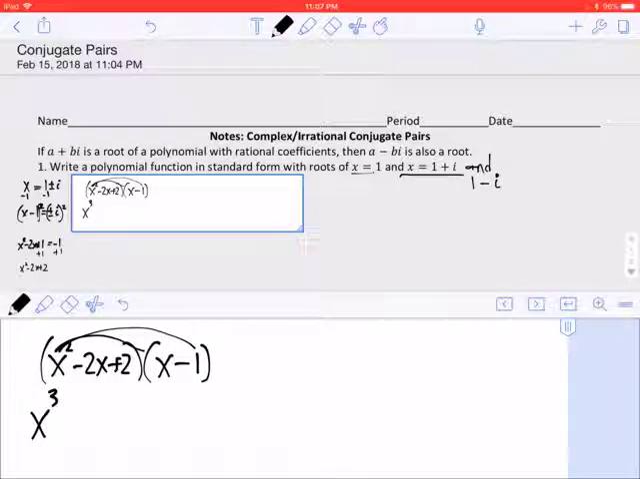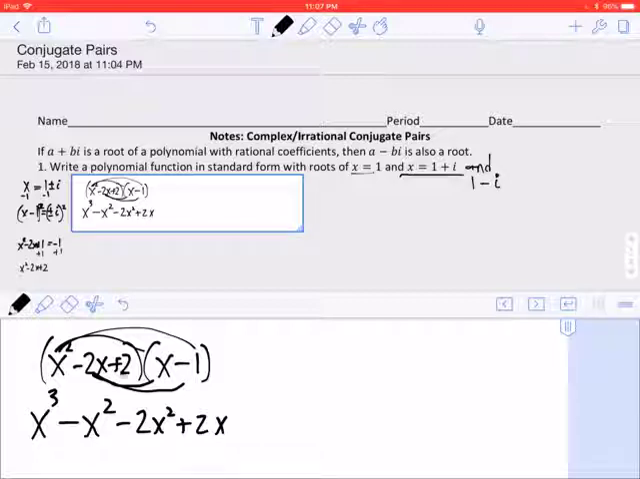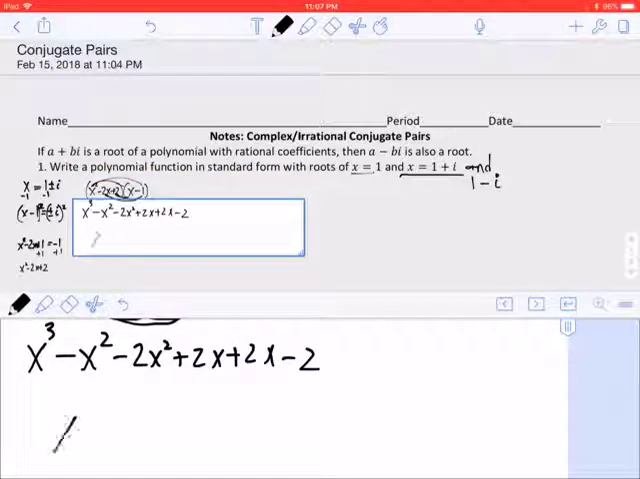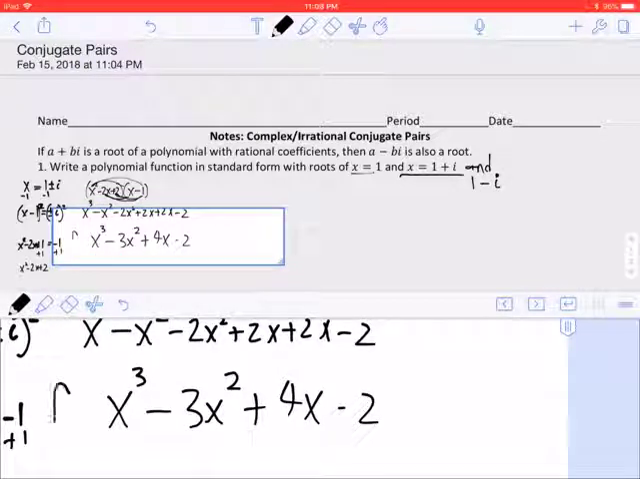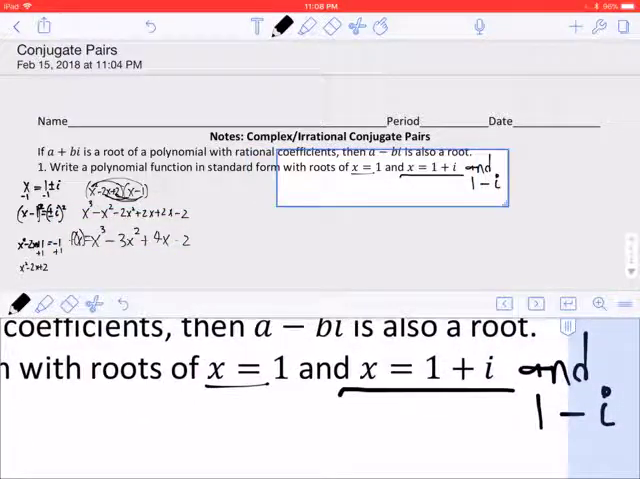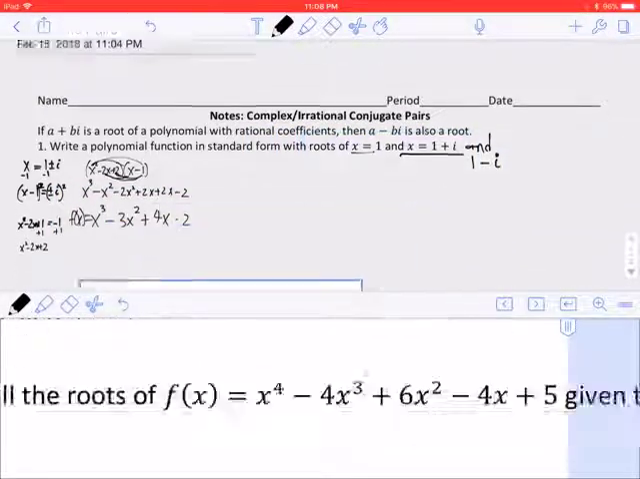So we do this and get x cubed minus x squared minus 2x squared plus 2x plus 2x minus 2, and combining like terms gives us x cubed minus 3x squared plus 4x minus 2. And that is the function that has roots of x equals 1 and x equals 1 plus or minus i.